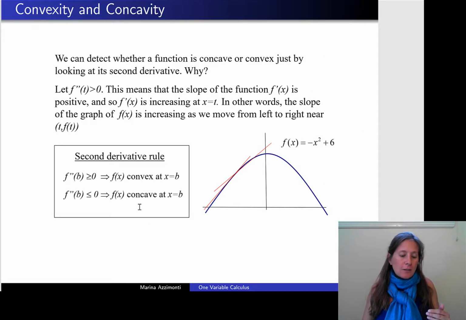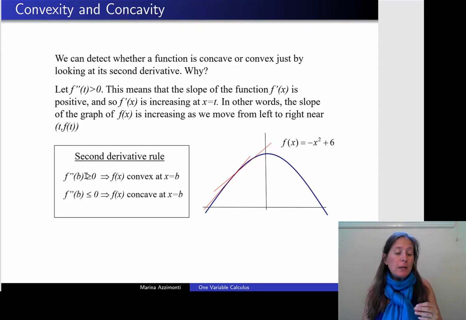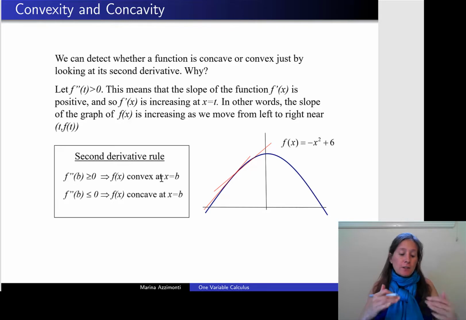This is all that this is saying, and we can call it the second derivative rule. If the second derivative of a function at a point b is greater than or equal to 0, the function is going to be convex. If it's strictly greater than 0, then we say strictly convex, otherwise it's just quasi-convex. If the second derivative is negative, then we say that the function is going to be concave.